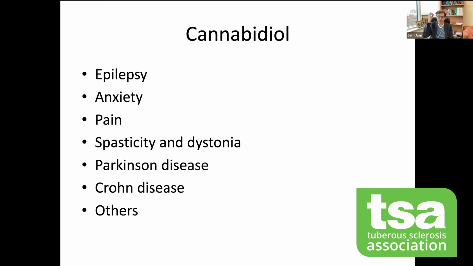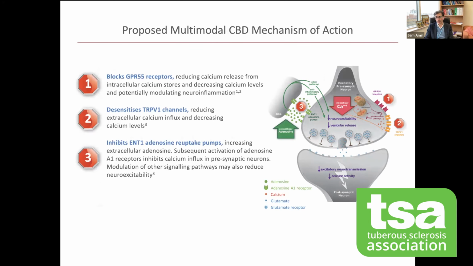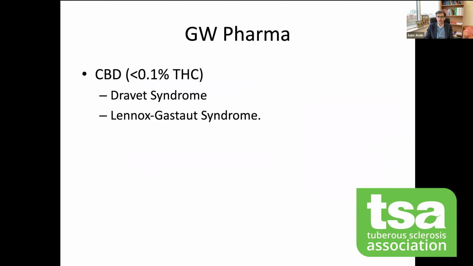So CBD is not just being used for epilepsy, it has been used for various neurological and non-neurological conditions: Crohn's, Parkinson's, stiffness, abnormal movement, pain, anxiety, epilepsy, and so on. So the indication is expanding. But we are interested in epilepsy and TSC, obviously, and the mechanism of its action is very complicated, and we don't really know exactly how it works, but we think it works on calcium ions in the cells in the brain and central nervous system. At the moment, this drug is available for 2 epilepsy conditions, Dravet syndrome and Lennox-Gastaut syndrome.